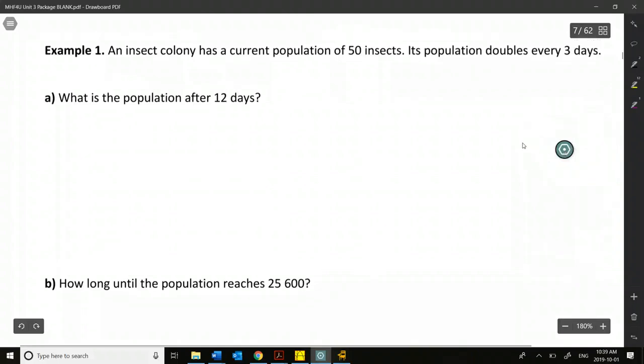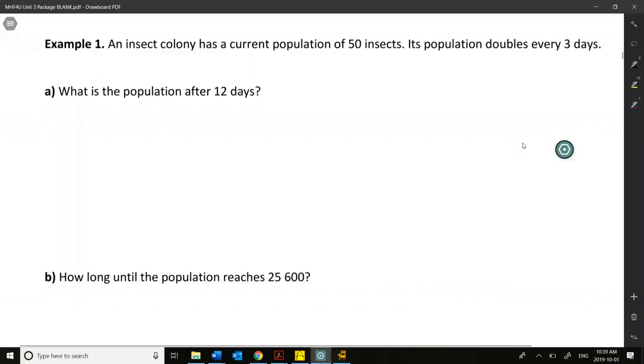So our first example is that an insect colony has a current population of 50 insects. It doubles every 3 days. So what is the population after 12 days? Okay. So here I have a current population, which is my a value, that's my initial value, of 50 insects.